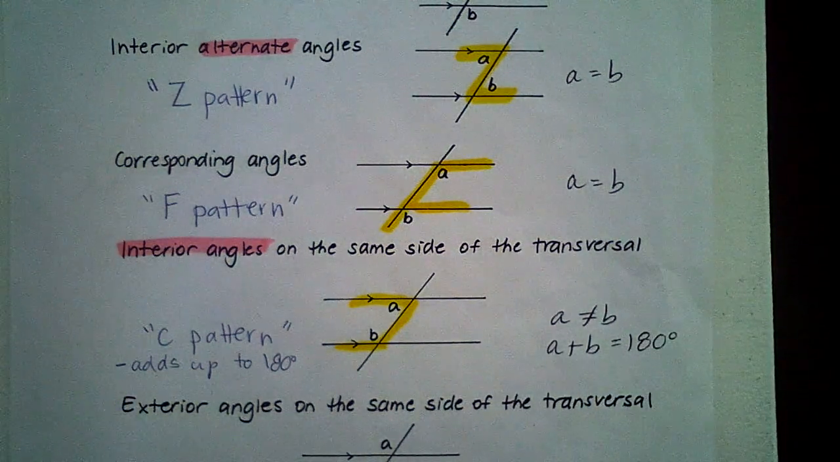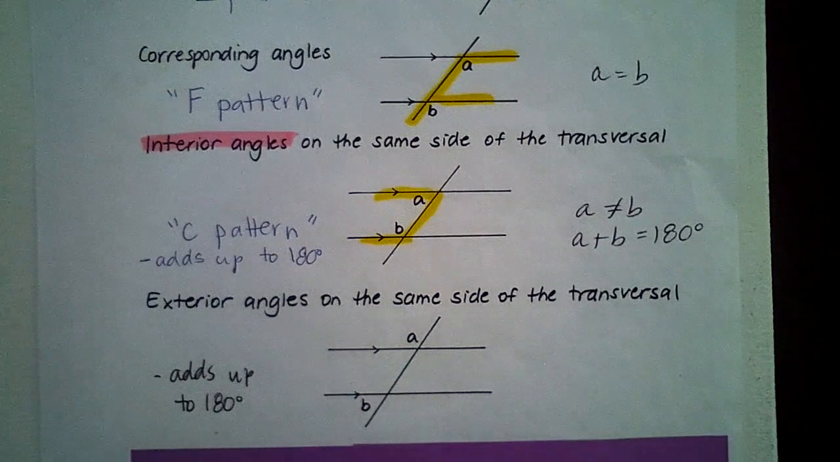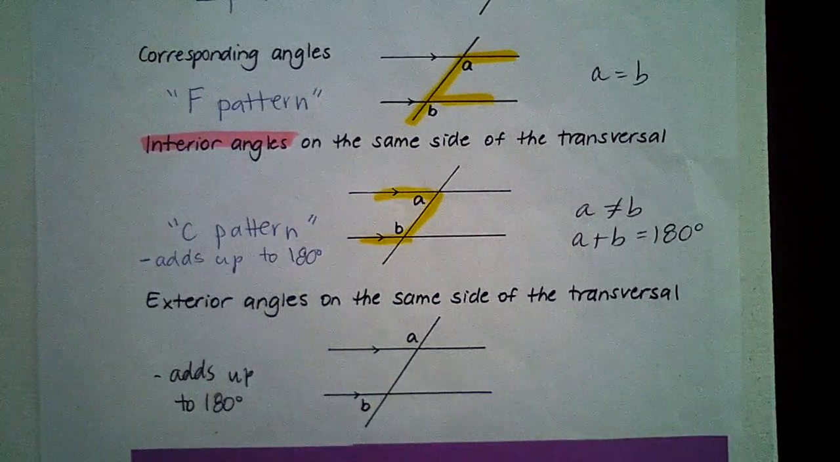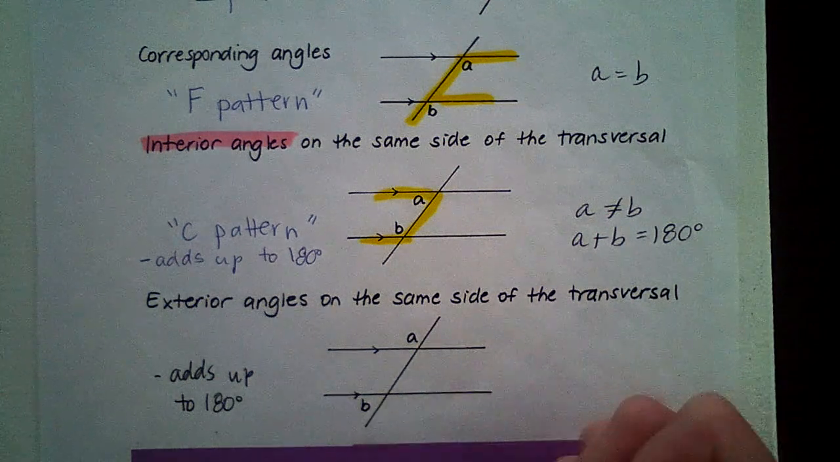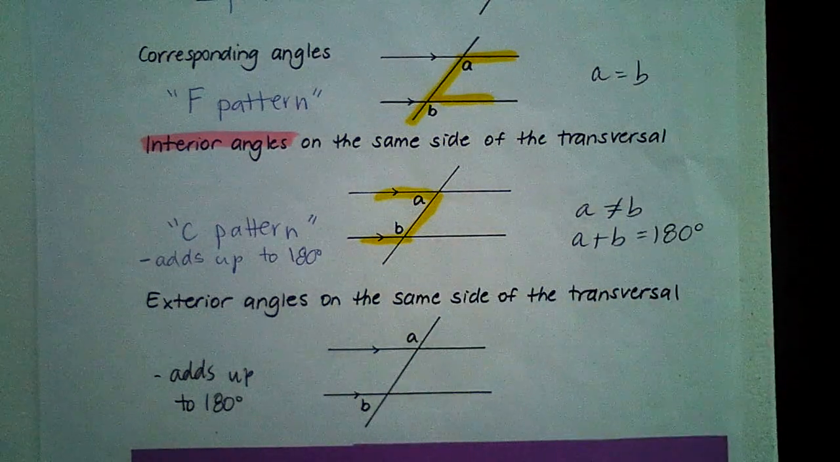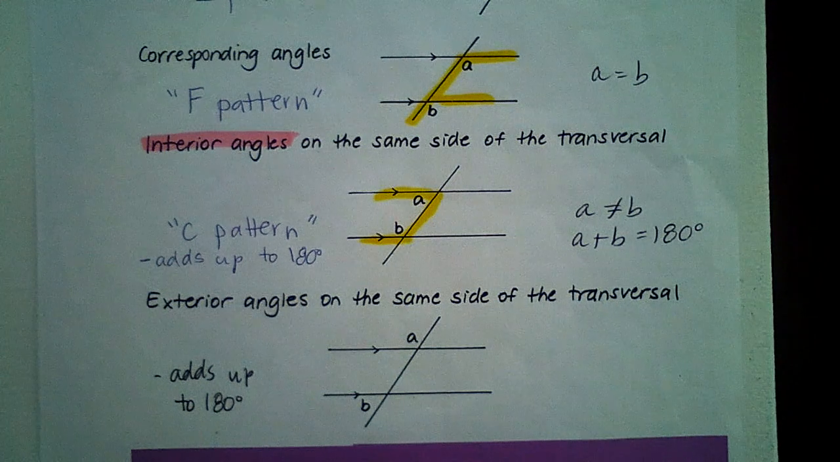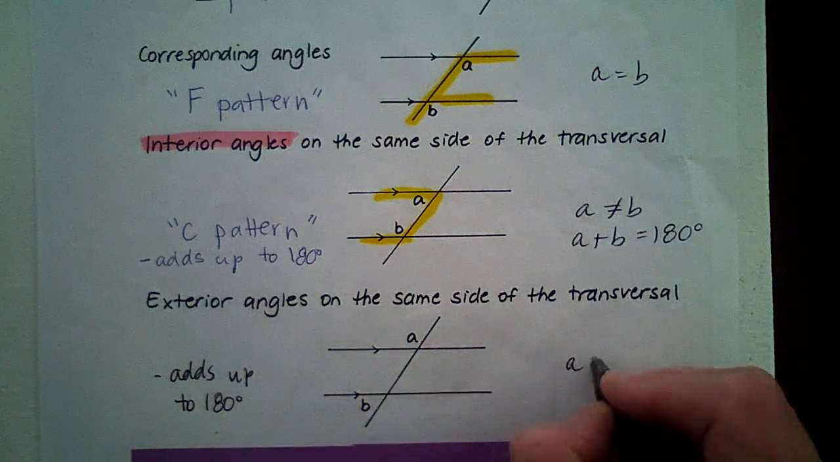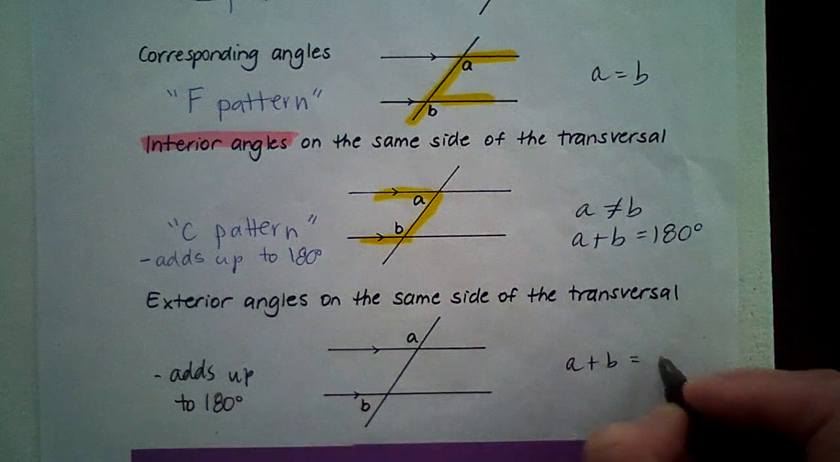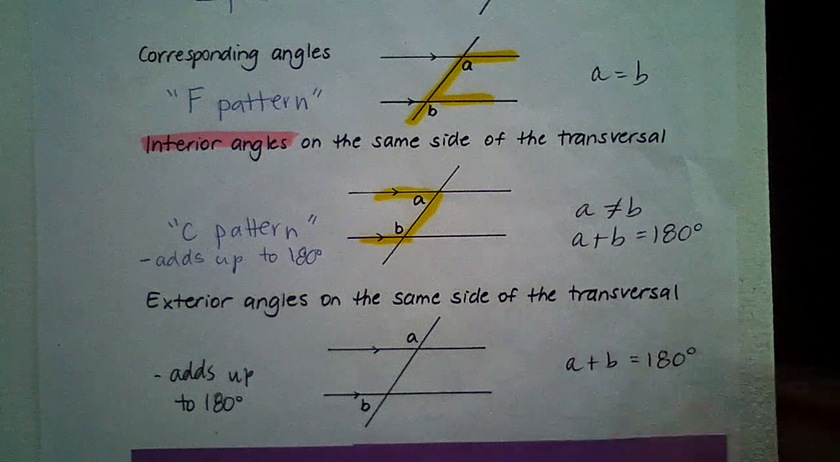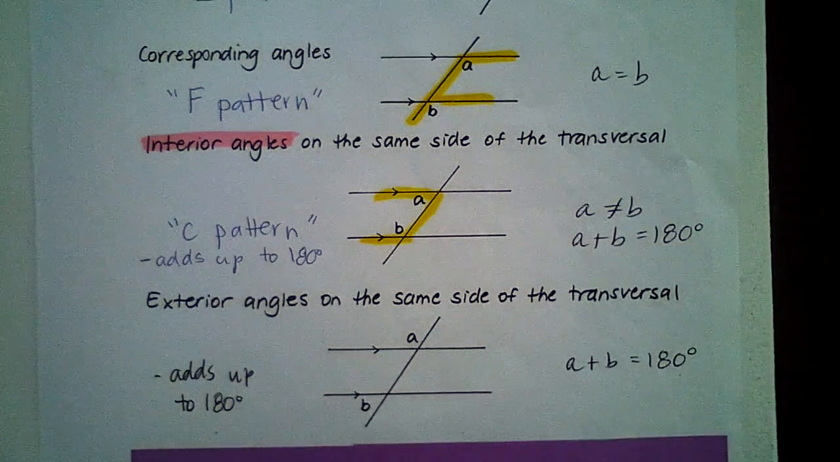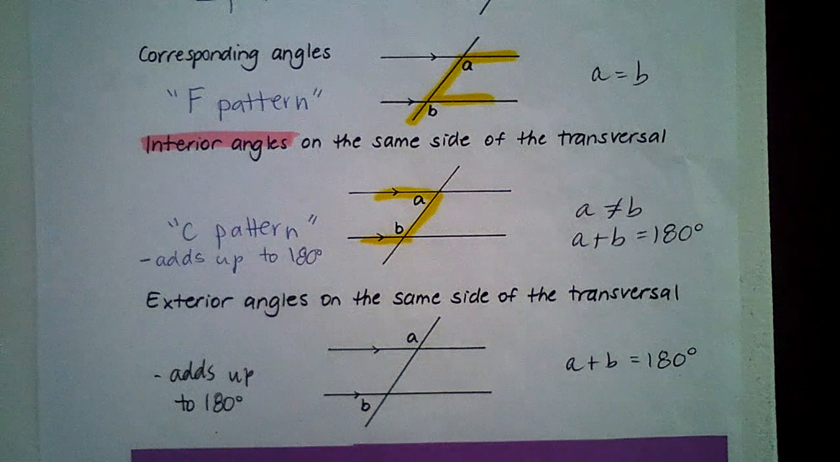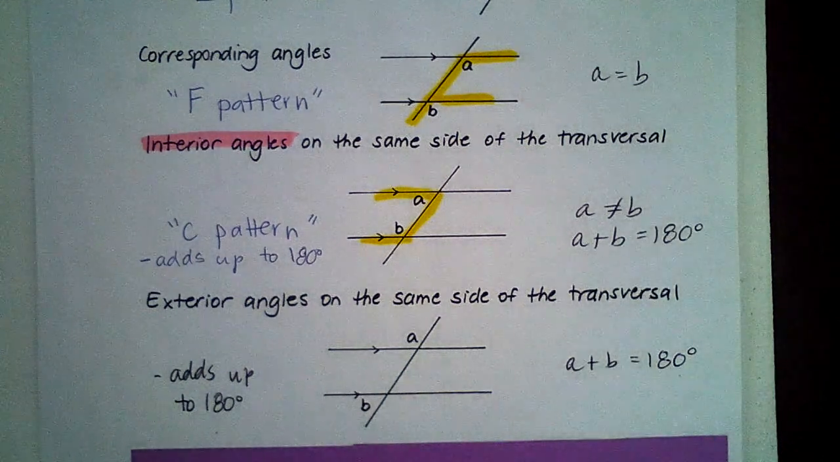Okay? And then our last one, exterior angles on the same side of the transversal. You can see that they are both outside the parallel lines on the same side of the transversal. And in this case, A plus B equals 180 degrees.